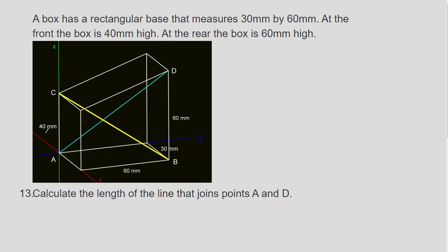So we've got the x-axis which is coming out of the page, which is red. We've got the y-axis which runs along the page, which is blue, and we've got the z-axis which is vertical and is green. And we're interested in this cyan line that goes from A to D. So what we need to calculate is the distance from A to B. Well, A to B is in the rectangle. It has got side lengths 30 and 60.